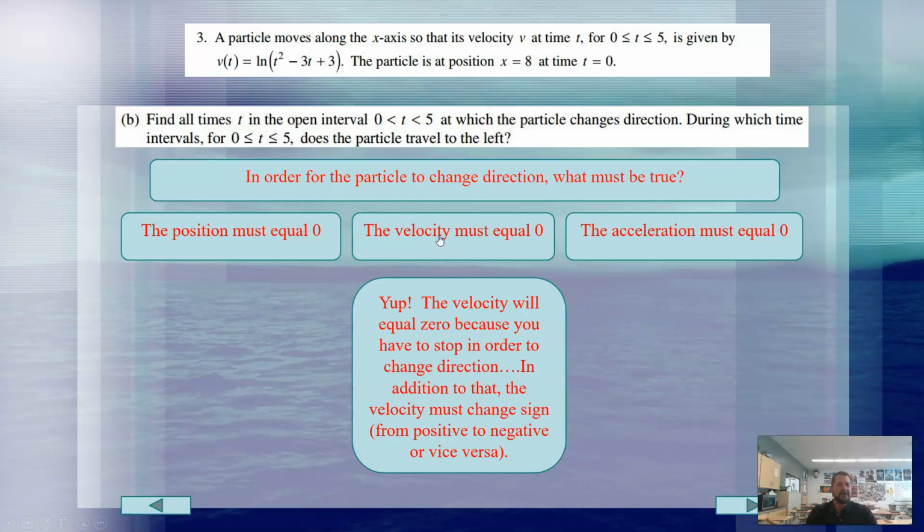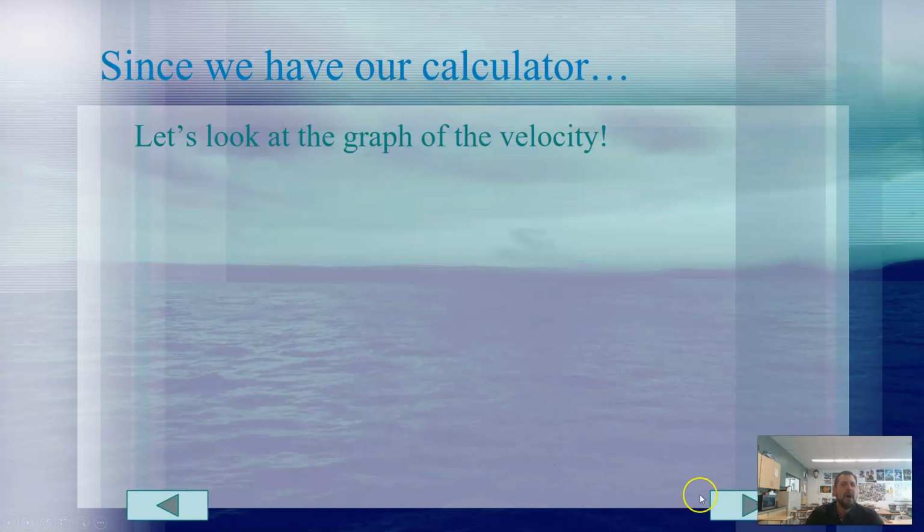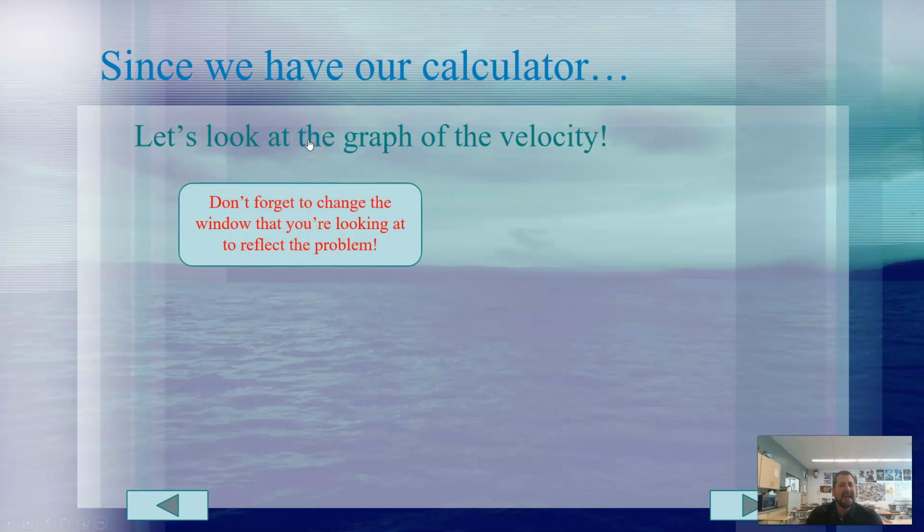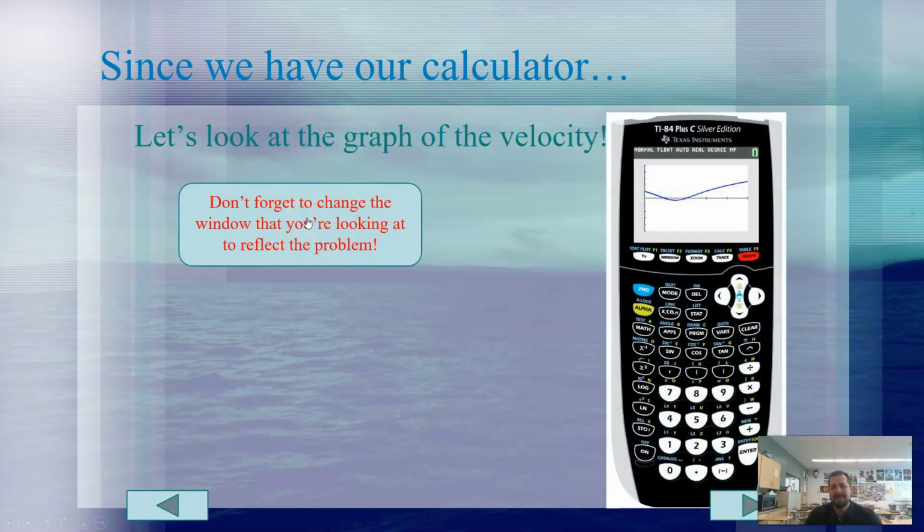The other ones, the position equals 0, you can be traveling in either direction. The acceleration equaling 0, that just means I'm not speeding up or slowing down at that time. But if my velocity equals 0, that means I have changed direction. Now you might be asking, why do we want to do that? Well, since we have our calculator, I would just graph my velocity.